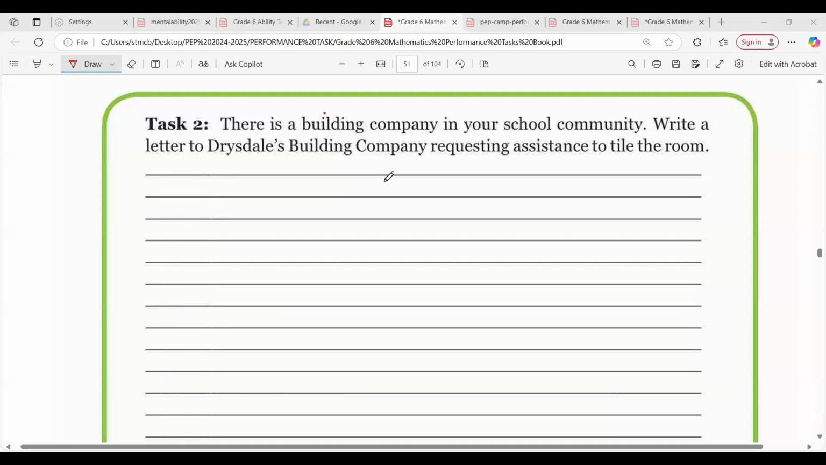Dear Truesdale Building Company, I'm reaching out on behalf of Lennox Bennett School, located in Manchester. We are in need of assistance with a small renovation project, and we're wondering if your company would be willing to lend a hand. We are looking to tile a room within our school and seeking the expertise of a professional building company like yours. We believe that this project would not only enhance the aesthetic appeal of our school, but also provide a valuable learning experience for our students.